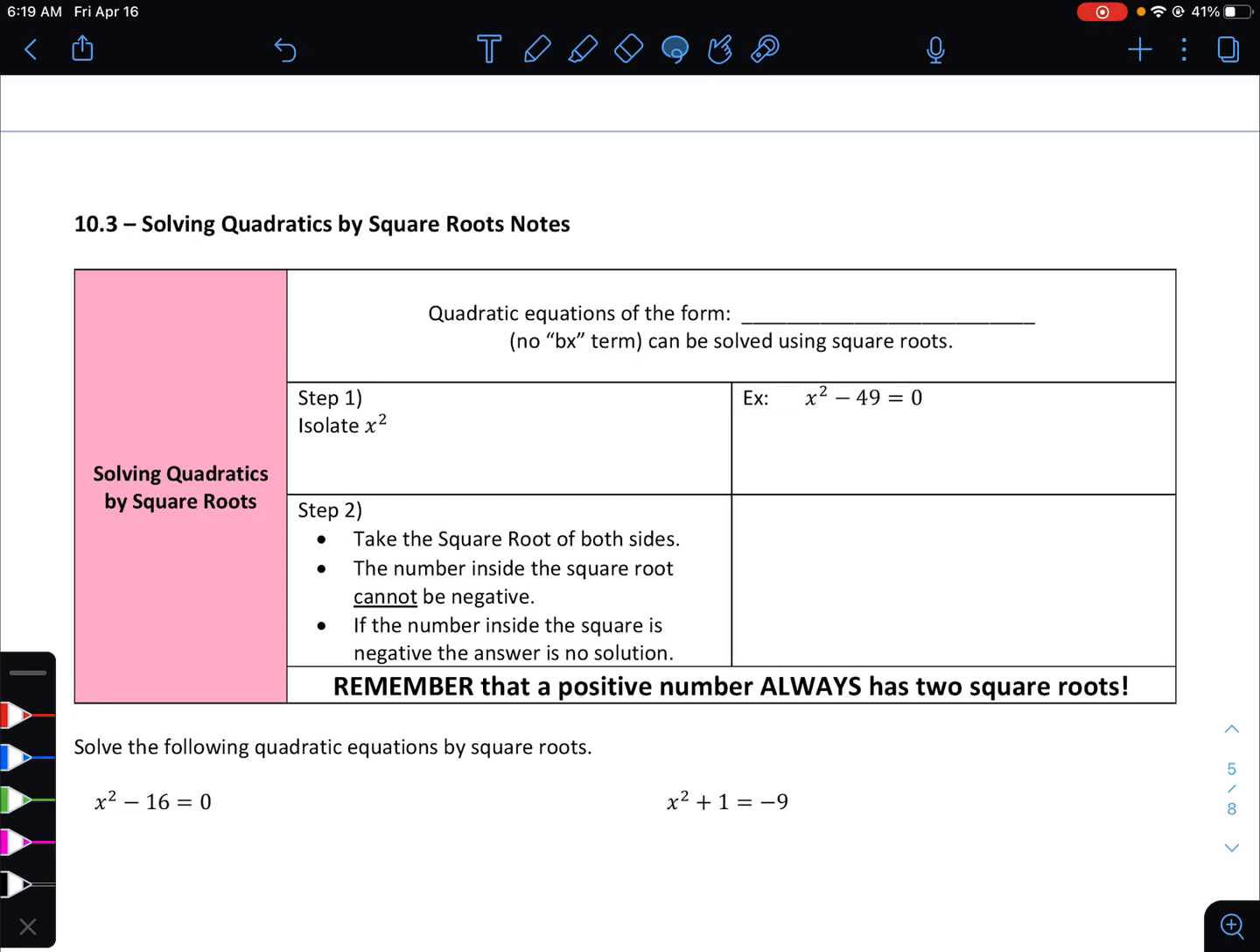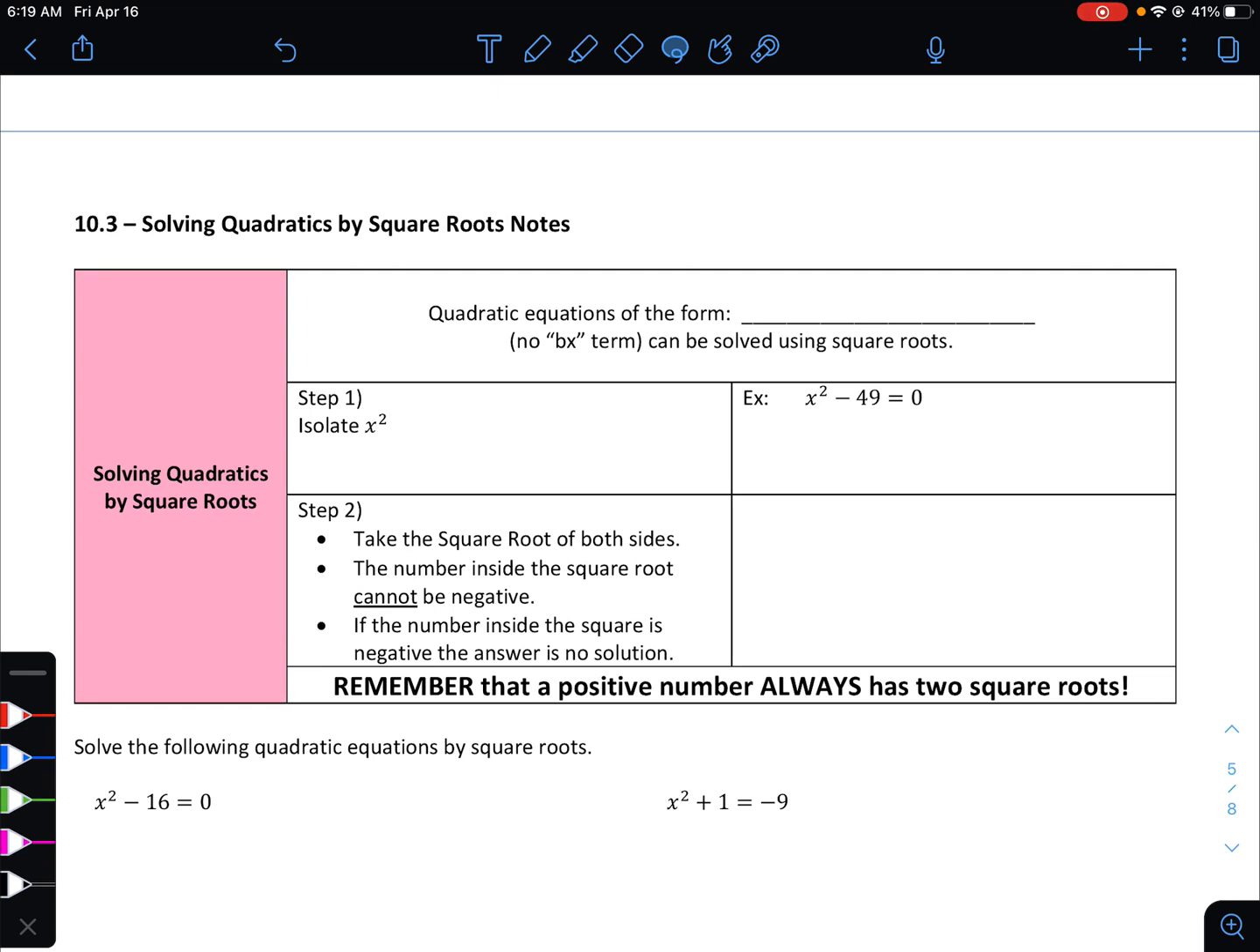All right, guys. So in section 10.2, we used factoring to help us solve quadratic equations. However, not every equation is going to be factorable. And so we're going to need some other methods to help us solve. The first one that we're going to look at is what's called solving by square roots. And this is kind of a special type of solving.